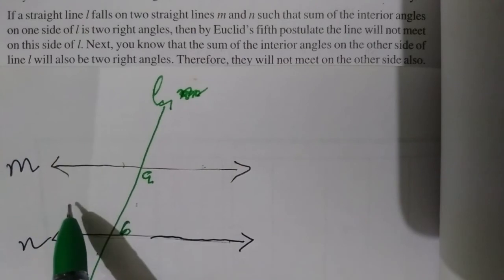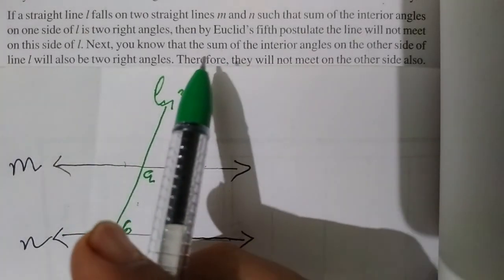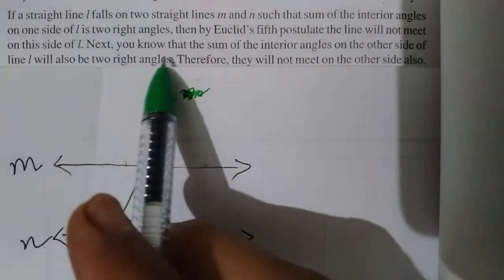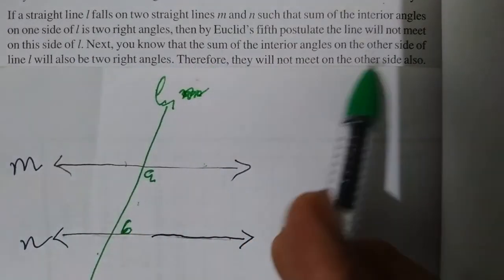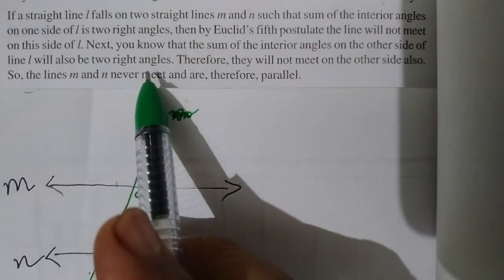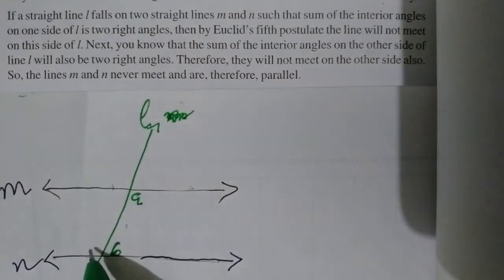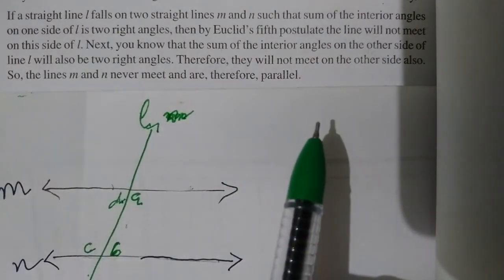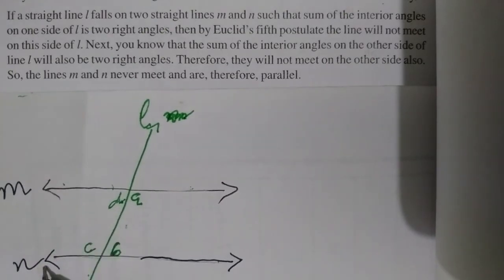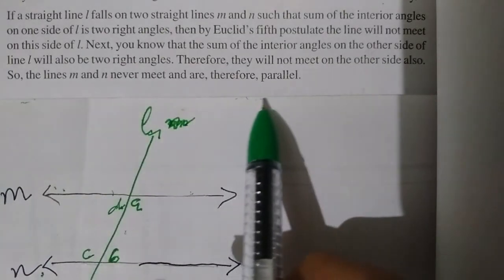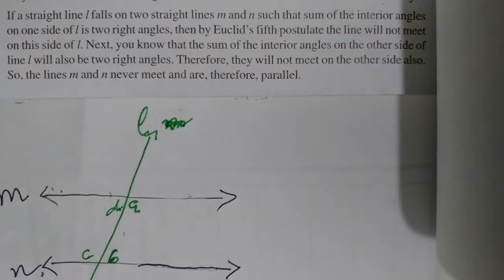Similarly, on the other side, the sum of the interior angles on the other side of line L will also be two right angles. This side also, suppose C and D. So C plus D is also two right angles. Therefore, they will not meet on this side also, children. So we can say that M and N never meet and therefore they are parallel, children.